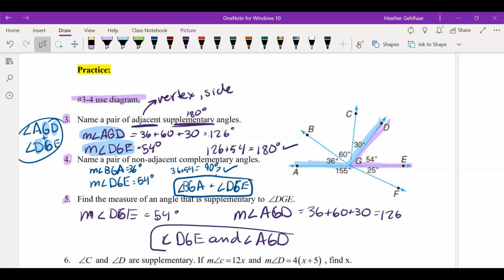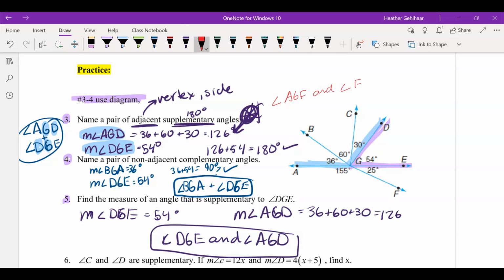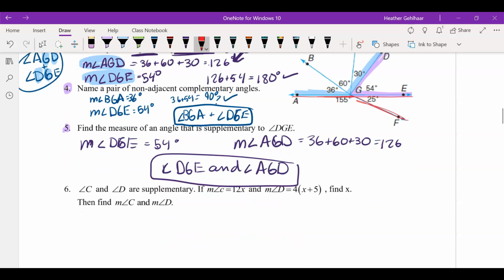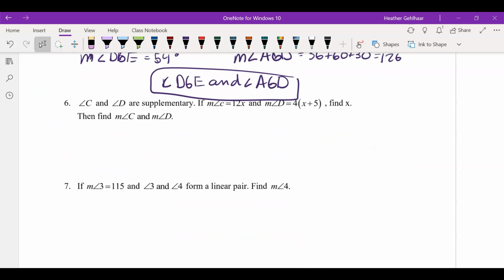Now, I do want to reference that for this first one here, we totally could have said that angle AGF and angle EGF are also supplementary angles. So they're adjacent supplementary angles. As you see here, we totally could have done that one as well. All right, the last few examples we have.